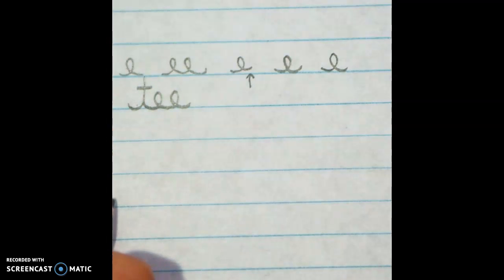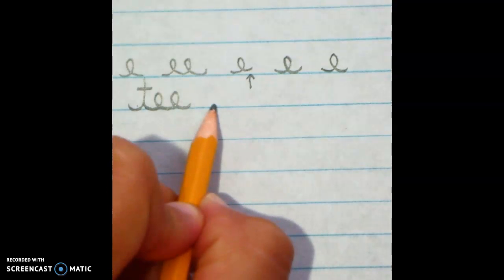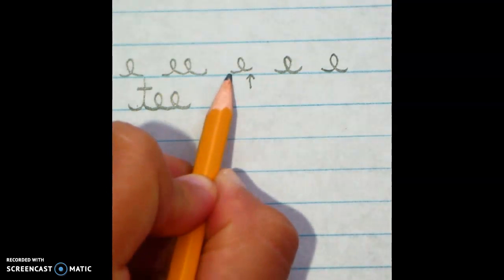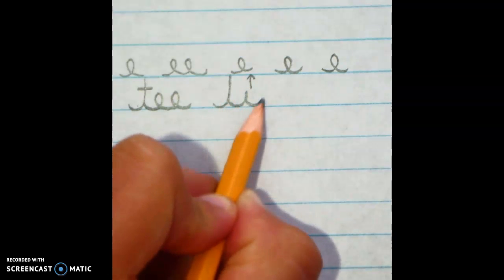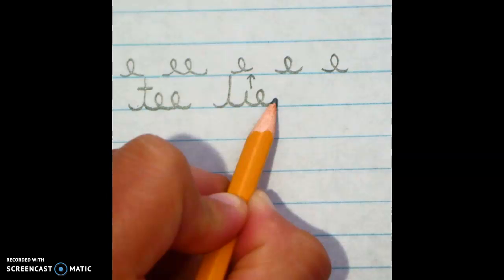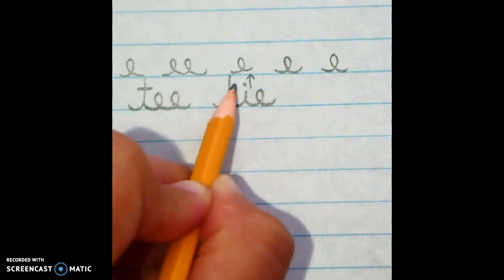Or the word tie. T all the way to the top. Retrace, come down, I, E, looping back. Come back, dot your I, cross your T.